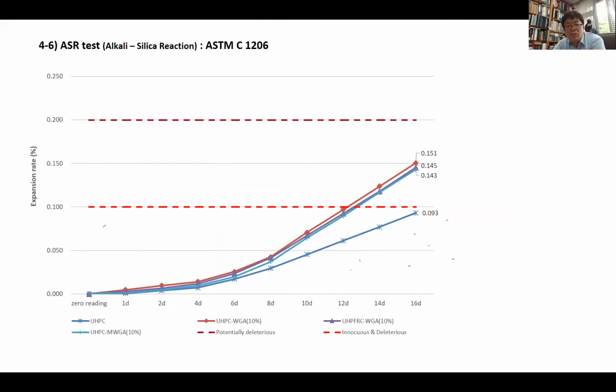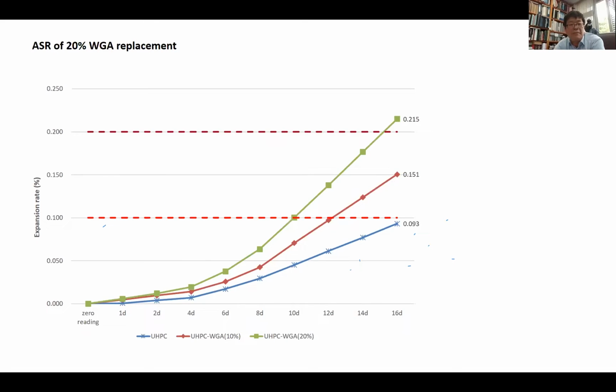You can see after 16 days, the expansion of the specimen is 0.15, less than 0.2%. So this is a tendency of the alkali silica reaction. This is the 50%.